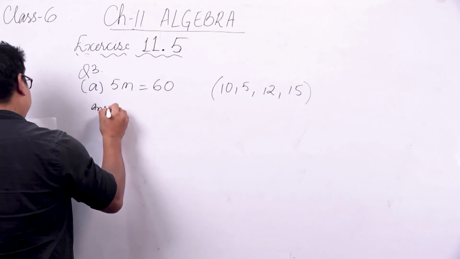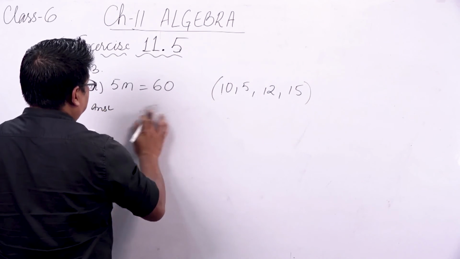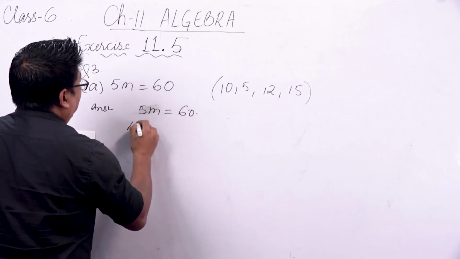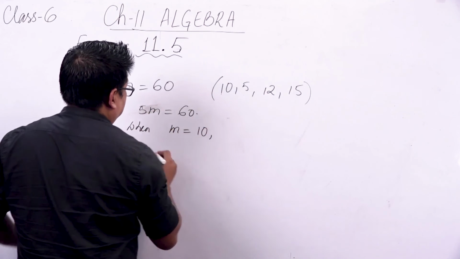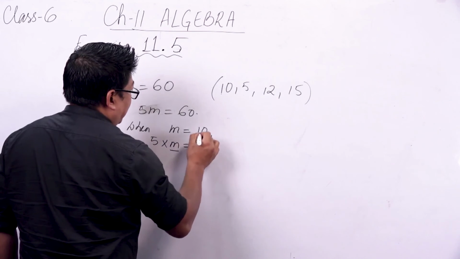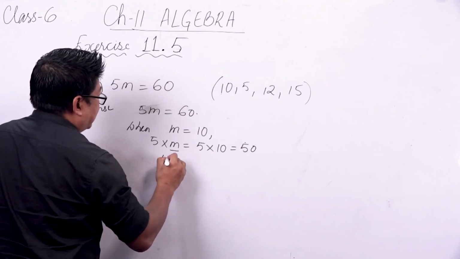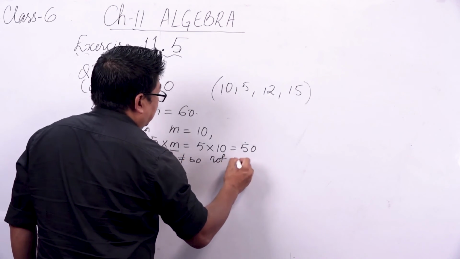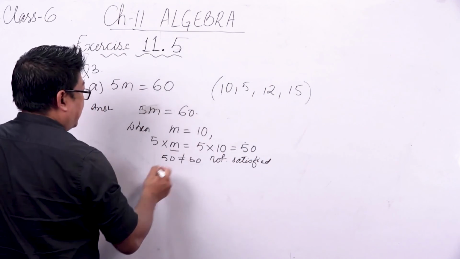So answer, okay, before that, let's write the question again. 5m is equal to 60. When m is equal to 10. 5 into m is equal to 5 into, in place of m, now I will put 10. So I'm getting 50. 50 and 60 are not equal. So not satisfied. All right. So this is the first part.